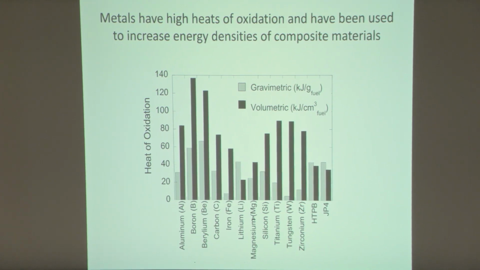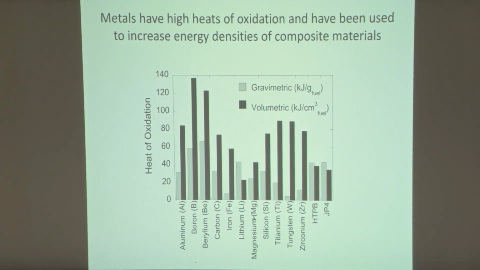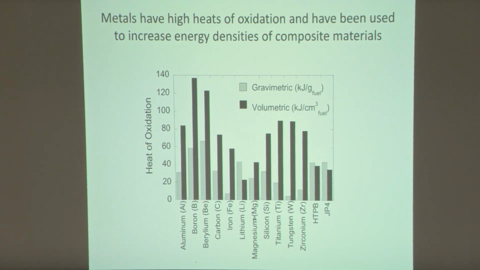So this is a plot you'll find often in terms of looking at energy availability of different metals. And what's listed here in this bar chart is the heats of oxidation based on both a gravimetric basis and a volumetric basis for a number of metals. And you can look at the far right, and I'm comparing it to hydroxyl terminated polybutadiene, if it was oxidized in pure oxygen, and JP4. So what stands out right away is basically boron and beryllium.